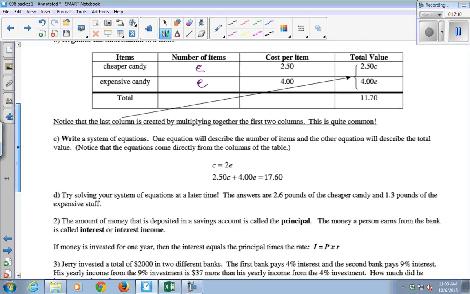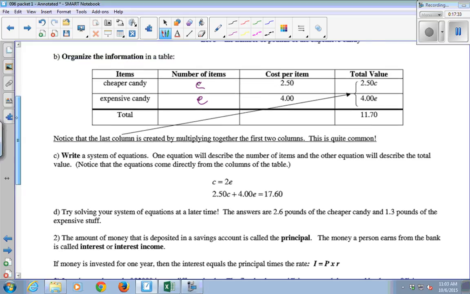Okay, so now we're going to write a system of equations. So we're going to look at our table that has all the information we organized from the sentences, and we're going to try to come up with what equals what. We're going to write two equations. So one equation is going to talk about the number of items, and the other equation is going to talk about the value of those items.